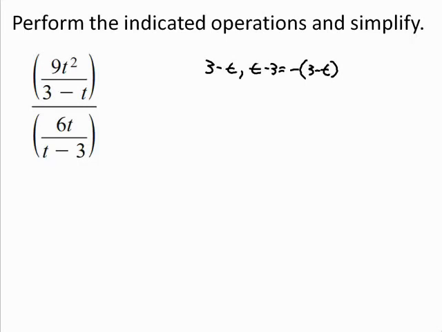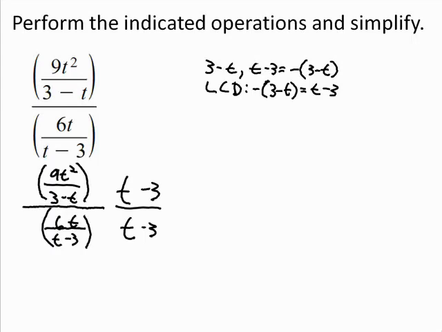t minus 3 equals negative 1 times the quantity 3 minus t. So the least common denominator is negative 1 times the quantity 3 minus t, or t minus 3. Multiply the numerators and denominators together. The t minus 3 in the numerator and the 3 minus t cancel out and leave a negative 1 left over. And the t minus 3 in the denominator and the last t minus 3 cancel out.